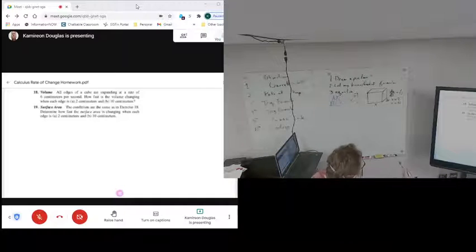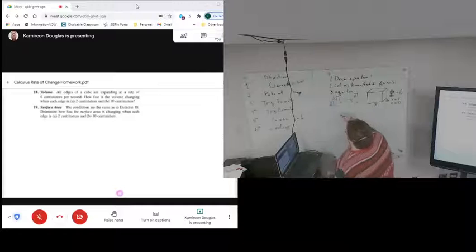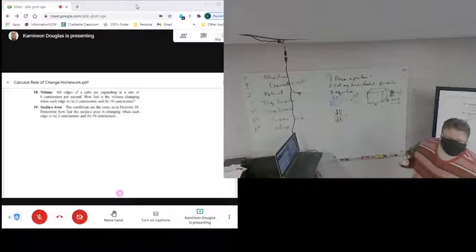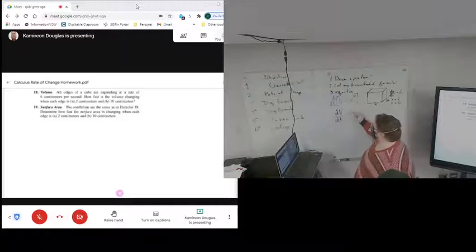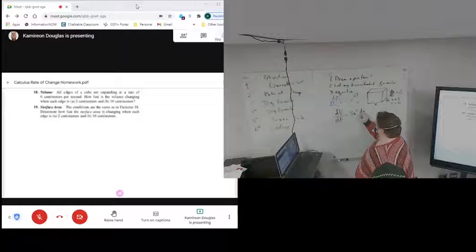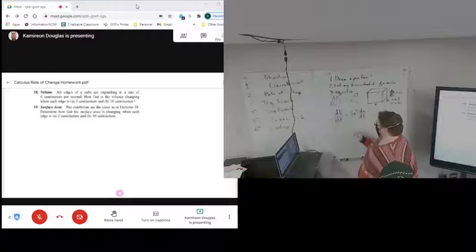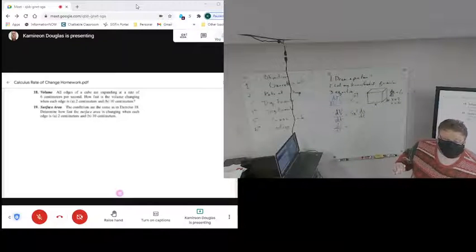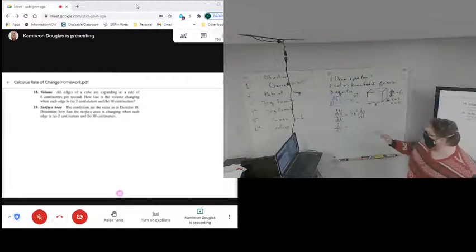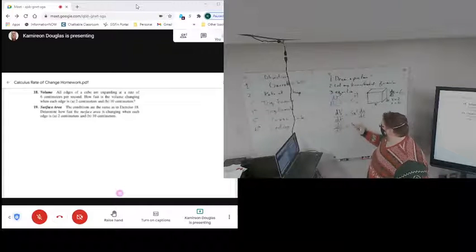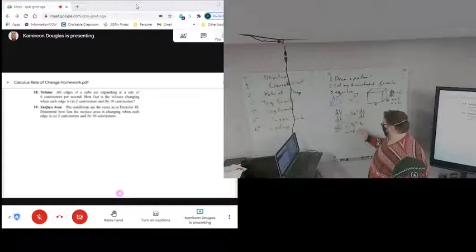Let's do it. Left hand side, what happens? Right hand side, 3x squared dx dt. So dv dt for this particular problem, it's defined by this set of information. So we'd have 3x squared times 6, or 18x squared.